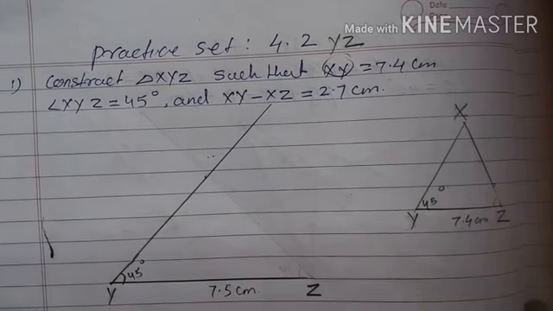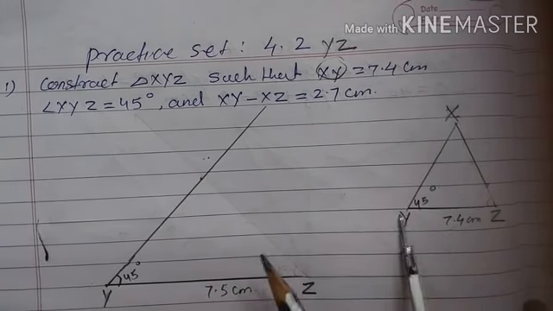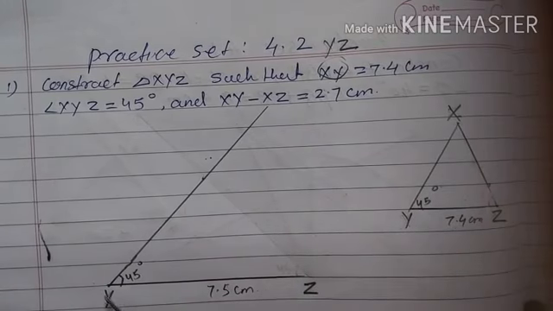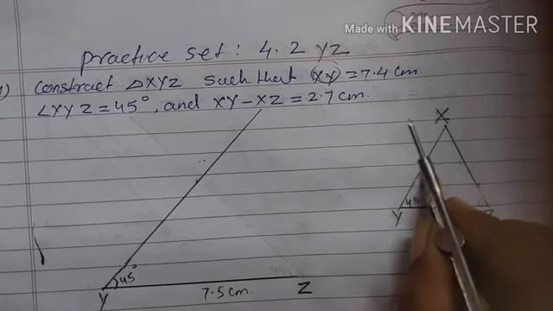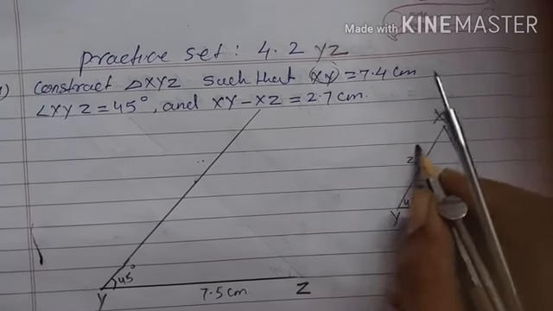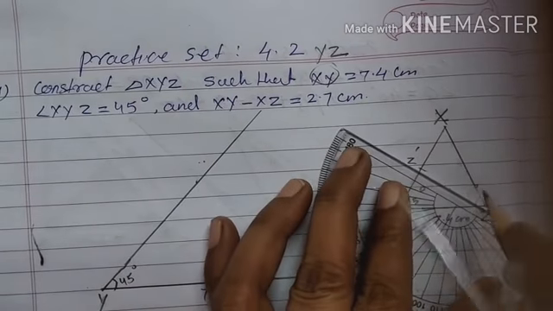Start your fair construction. First of all draw base YZ as 7.5 centimeter with the help of scale. Now take angle Y 45 degree by using protractor. Draw the ray of that angle 45 degree.